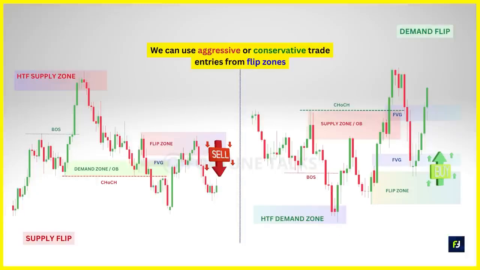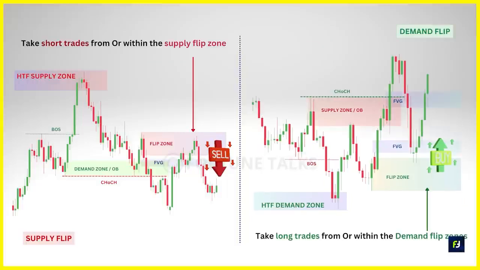Now, we can use aggressive or conservative entries when trading with the flip setup. As I have mentioned before, we will cover different SMC entries and risk management strategies in the second season of this SMC course. But to give you a general idea, while trading the reversal flip setups, take a short trade from or within the supply flip zone and take a long trade from or within a demand flip zone, as price pulls back to fill the inefficiency formed during the breakout.